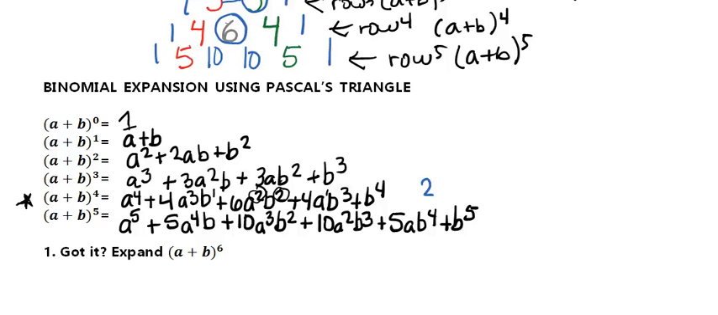So we're seeing this pattern that the sum of the exponents adds to the exponent n, the power of the binomial. Now, how can we find the coefficients of these terms? Well, we can look at the numbers in each row of Pascal's triangle.